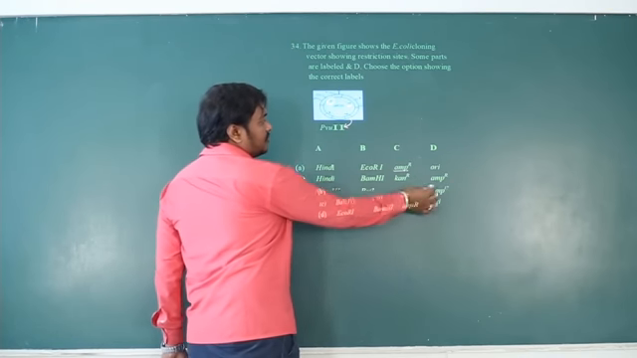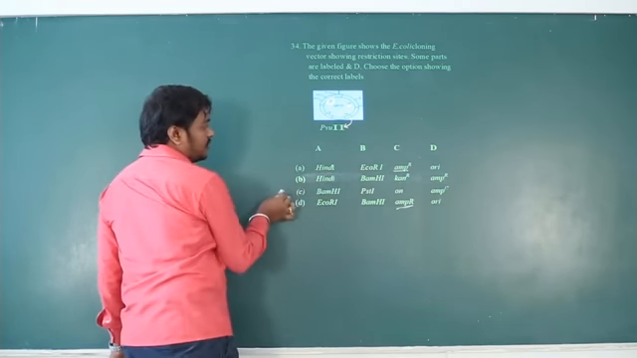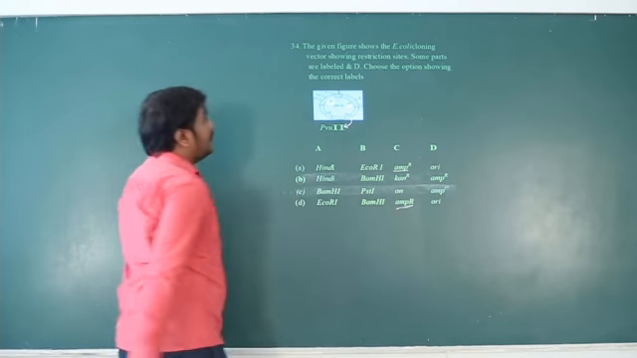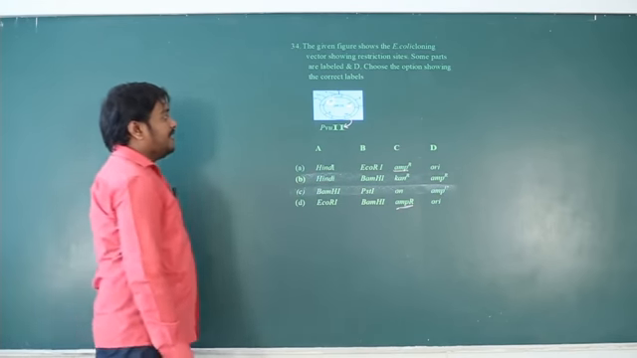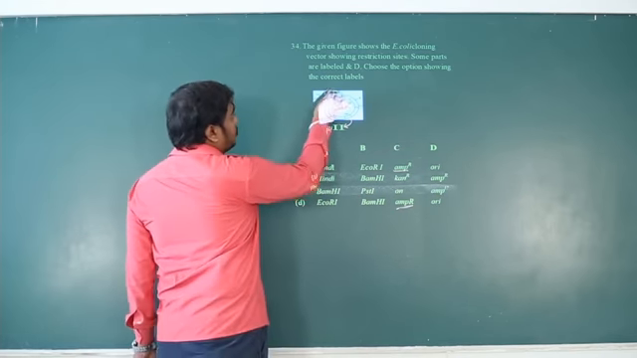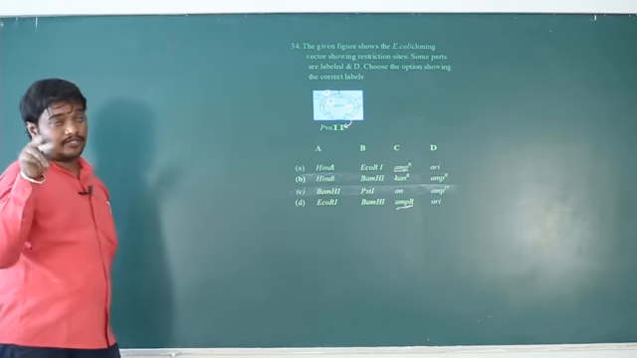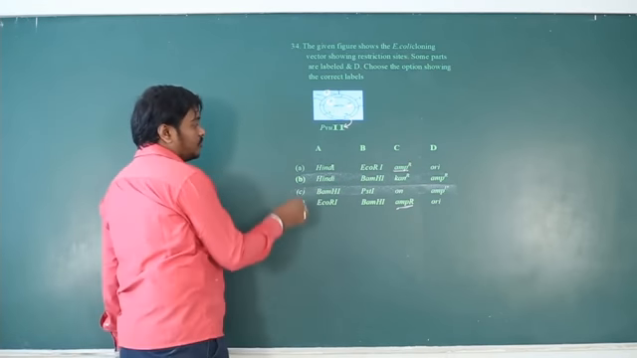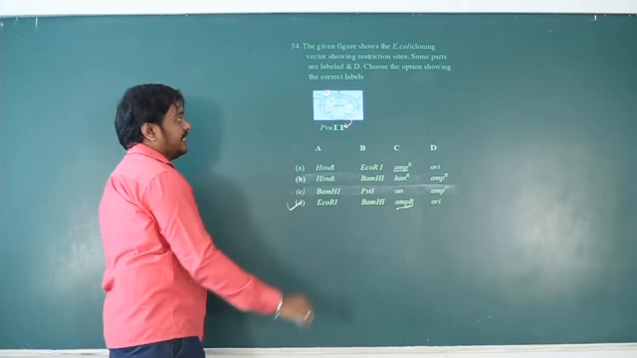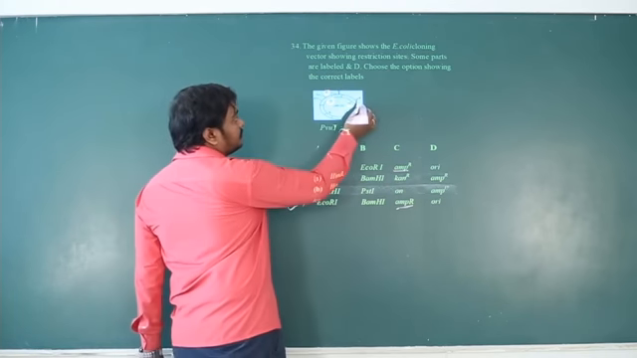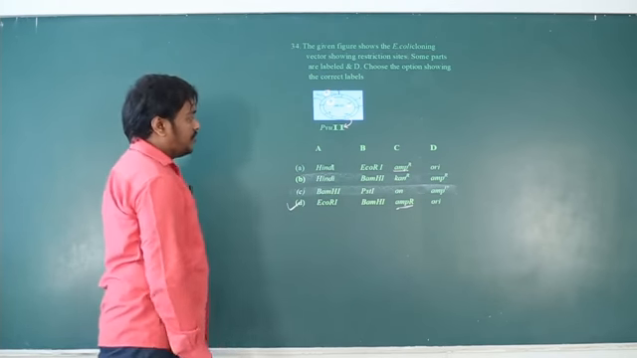Two options were there, so you can eliminate these two. Then A must be EcoRI. You need to remember the structure of pBR322. So A must be EcoRI. So this is the right answer. Then B, BamHI.